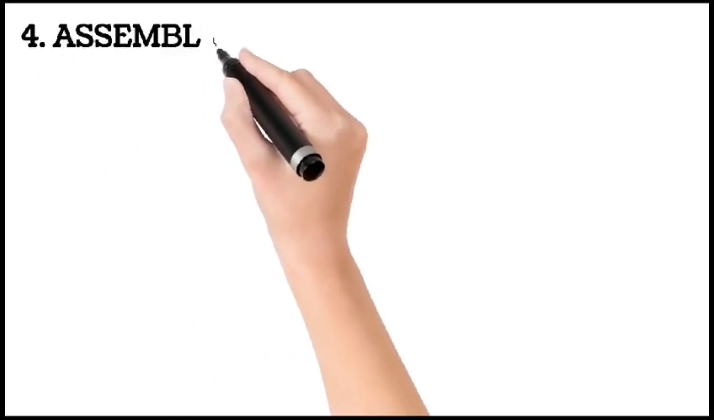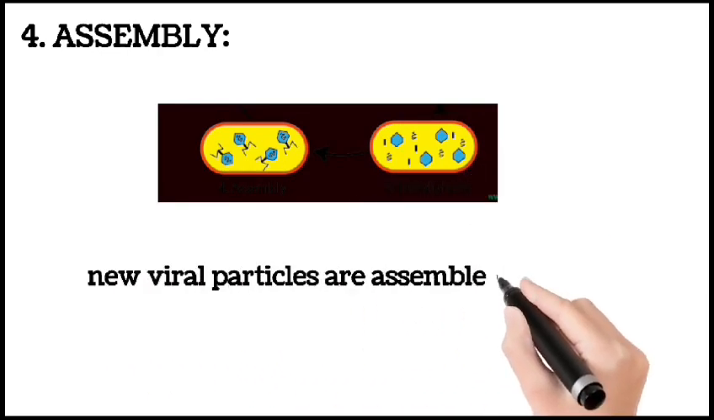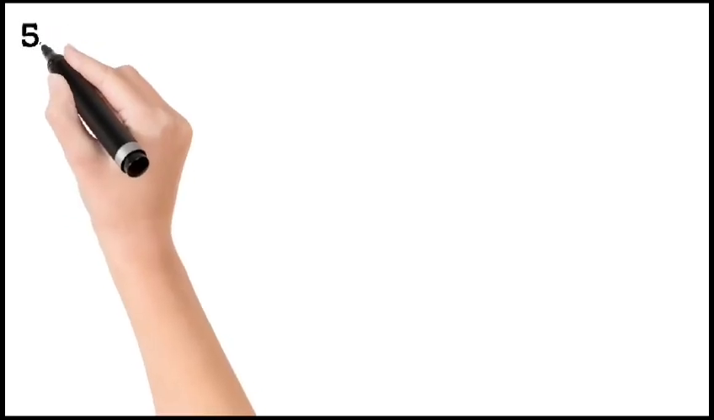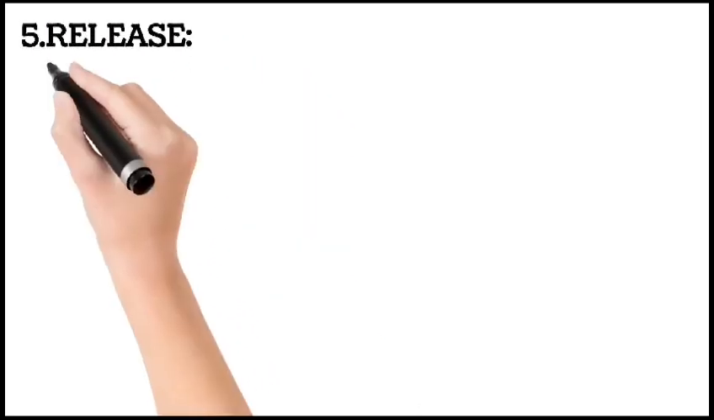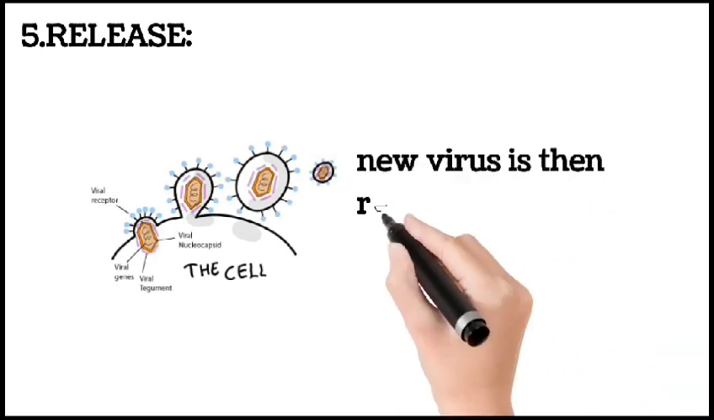Assembly. New viral particles are assembled from the replicated genetic material and proteins. Release. The new viruses are released from the host cell, often destroying it in the process, and go on to infect other cells.